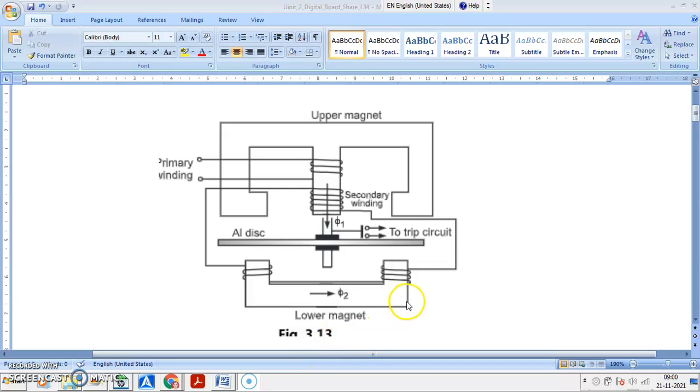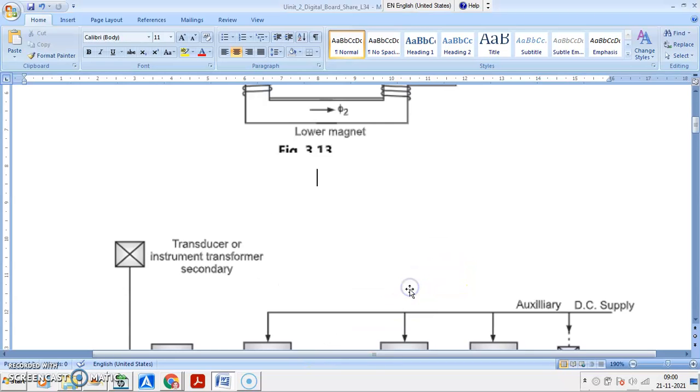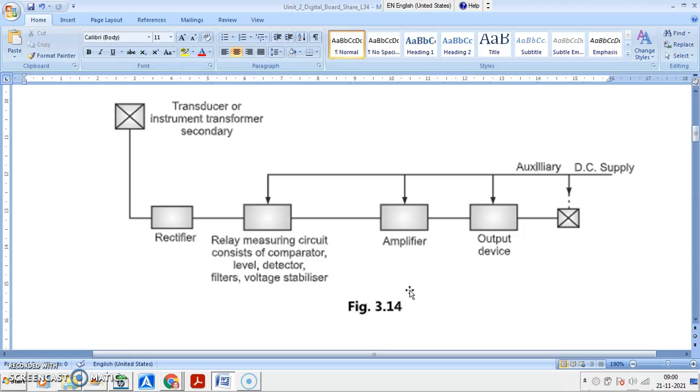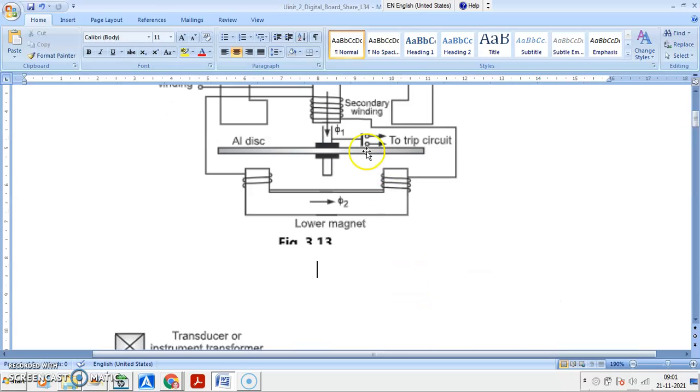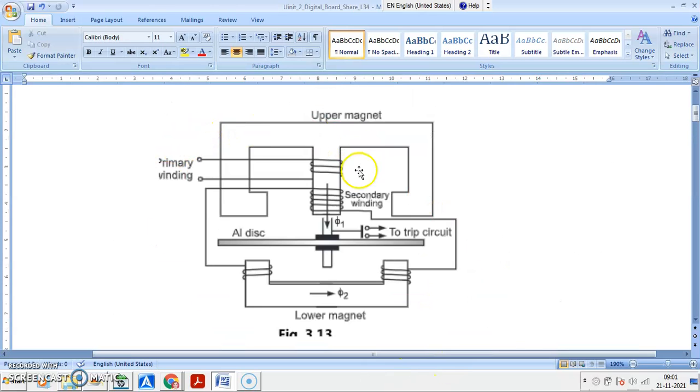The next relay that we are having is the static relay. So the difference between moving and static relay is that you are having the moving part. So these are electromagnetic relays. These electromagnetic relays are having moving parts, like attraction, like induction principles, like expansion.